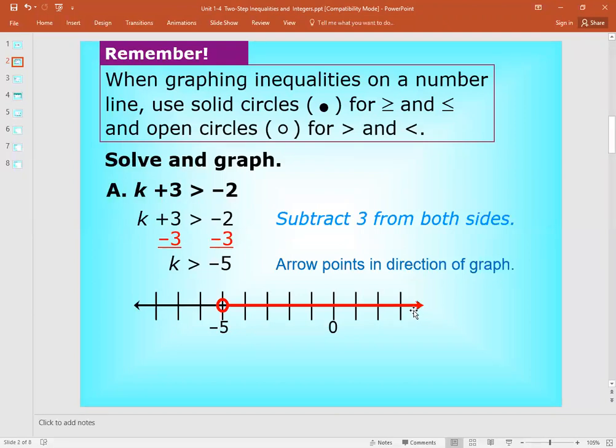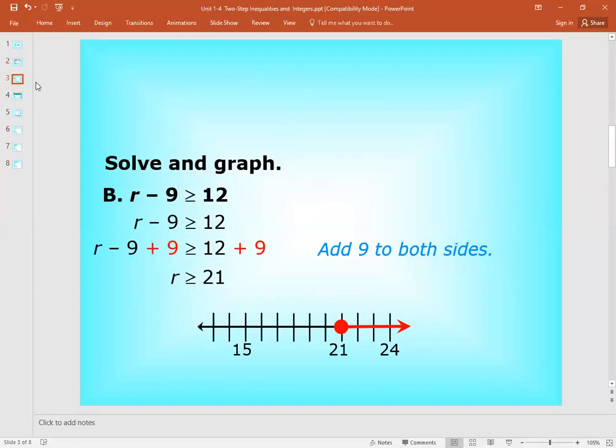Okay, here's a hint. The arrow will point in the direction of the graph so long as your variable is on the left. Okay, so let's do another one. r minus 9 is greater than or equal to 12. If I add 9 to both sides, I have r is greater than or equal to 21. Now this time, since I have the line here in my symbol, that is greater than or equal to, I need to use a closed circle, and you can see I have a solid red circle here at 21. So once again, I put my arrow to the right.